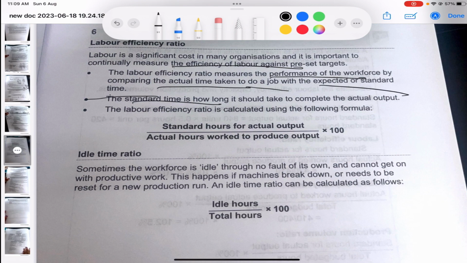The standard time is basically how long you need to be taking. This is the time which usually you must be taking, which is a budget or according to the analysis. How long should it take? The labor efficiency ratio is calculated by standard hours for actual output divided by actual hours worked to produce the output. So standard hours are how much you should usually be taking, divided by how much you actually took, multiplied by 100. This is the formula of labor efficiency.